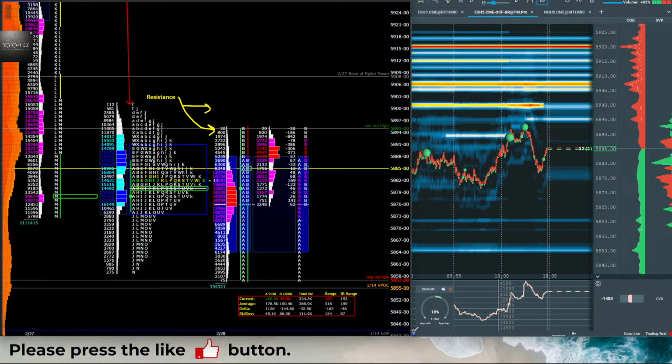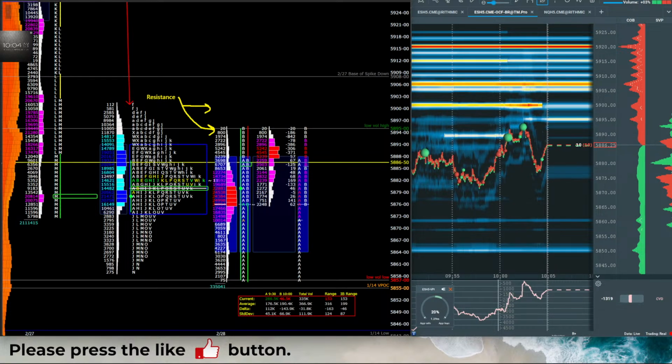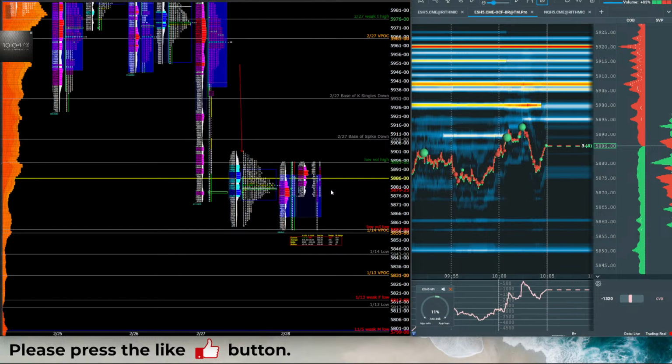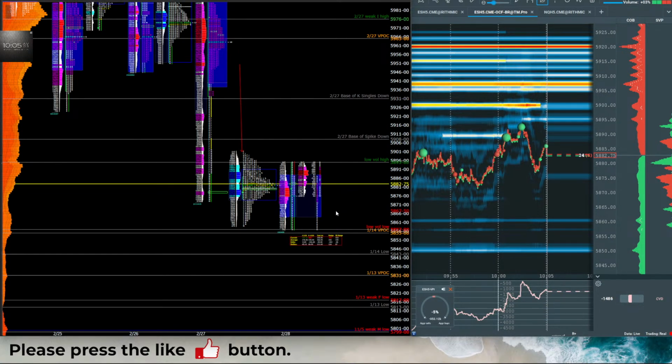Michael says, would you be considering that they could come back to fill in the single prints they left behind yesterday? Absolutely. But again, let's talk about probabilities, right? One step at a time, because you can't just make a statement like they're going to come back and backfill the singles. Well, why? Right? What do you need to see ahead of time to know that that's going to happen?